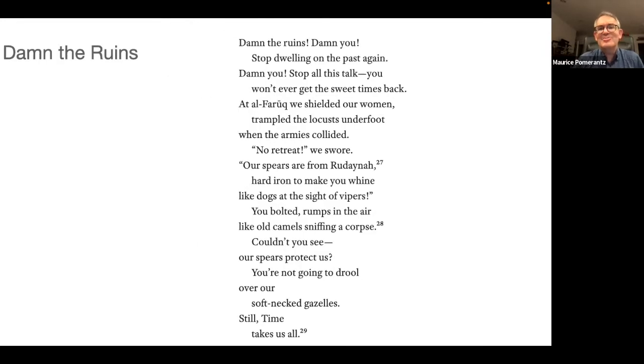I'd like to just point out that "damn the ruins, stop dwelling on the past again" is about those poets, the figure of the poet who would go to the campsites. Stop thinking about the past. The battle is now.